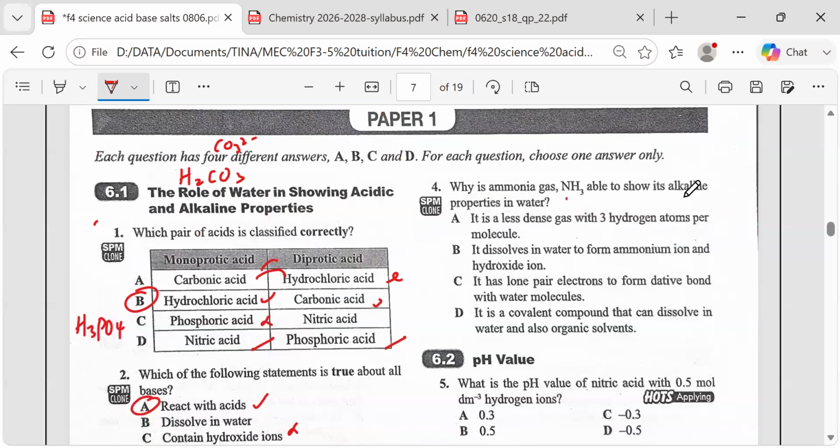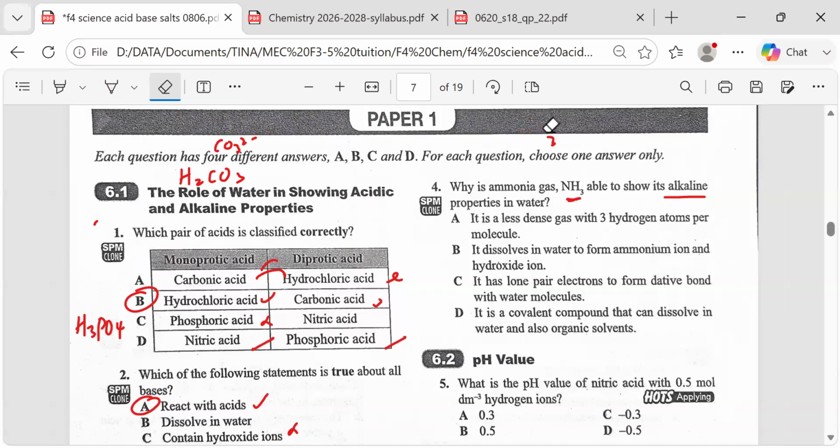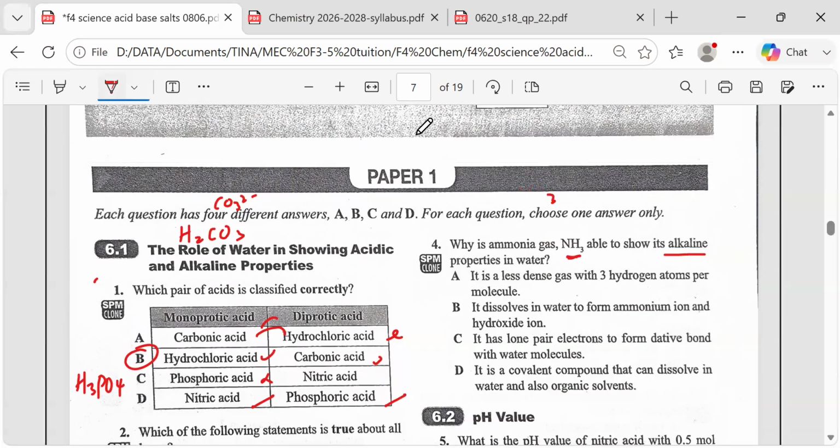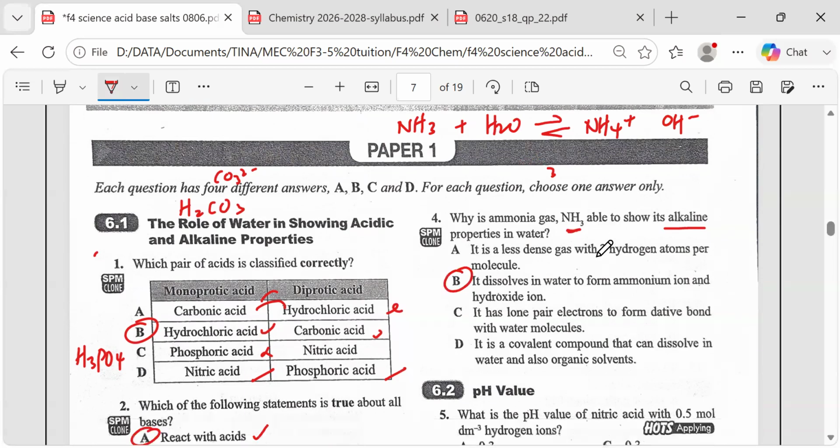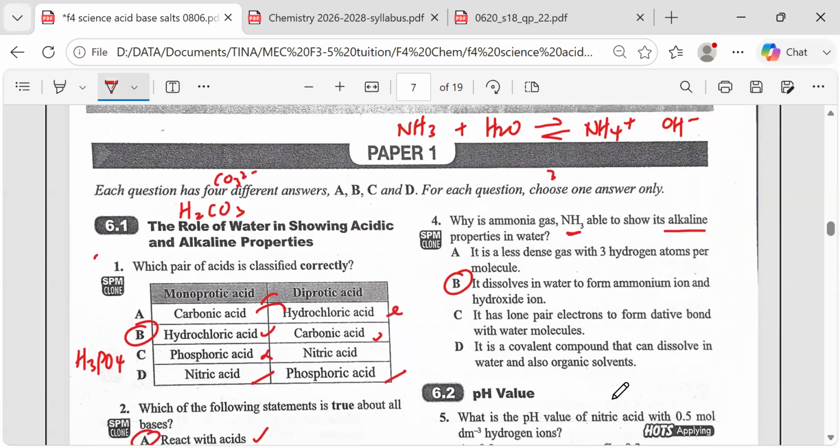Ammonia can show alkaline properties because it forms hydroxide ion. This is the equation: NH3 plus H2O gives hydroxide. Okay. This one we did before, right?